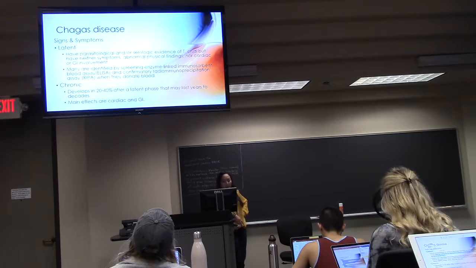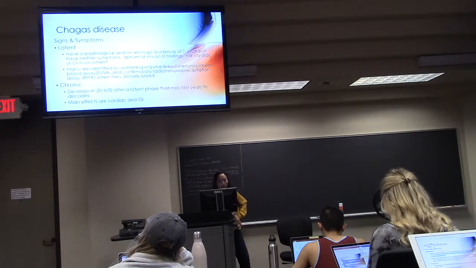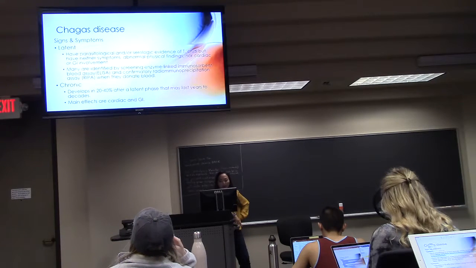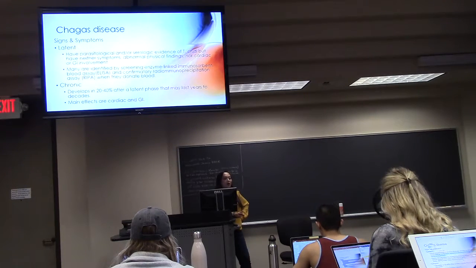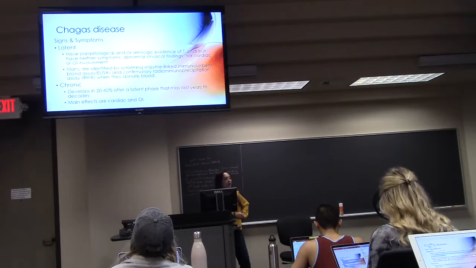Chronic disease develops in 20 to 40% after a latent phase. It may last years to decades. Because sometimes those people who are in the latent phase get their blood checked by donation or whatever, and they find out they have the disease and they're treated. Some, you know, never find out they have it, and can develop into a chronic phase. When they hit the chronic stages, they can develop cardiac and GI issues.